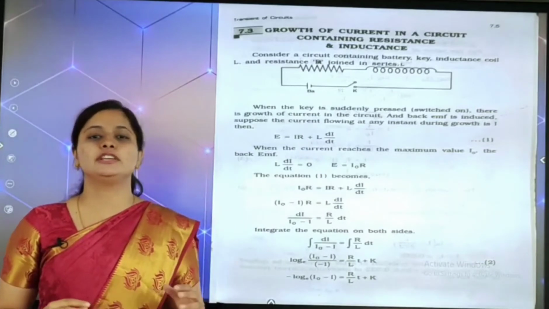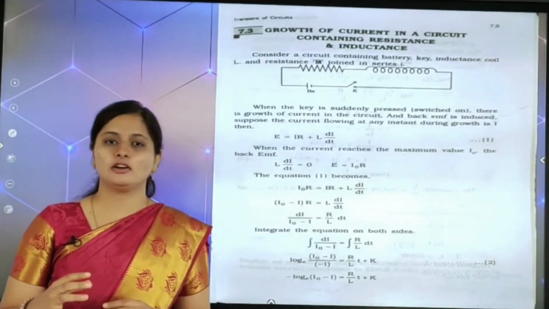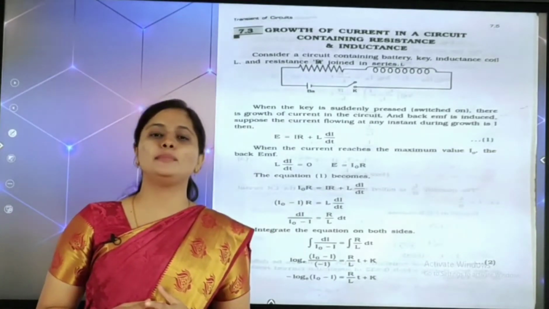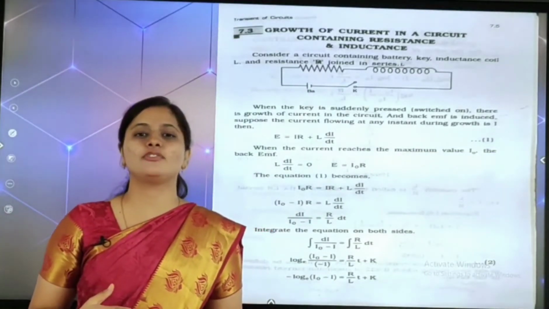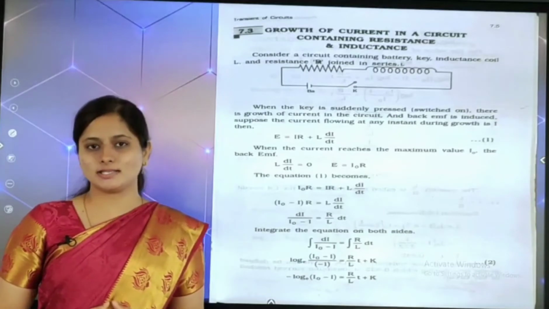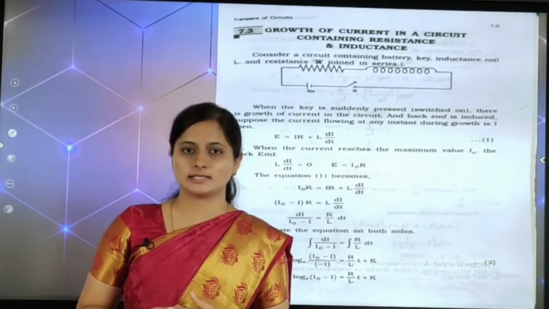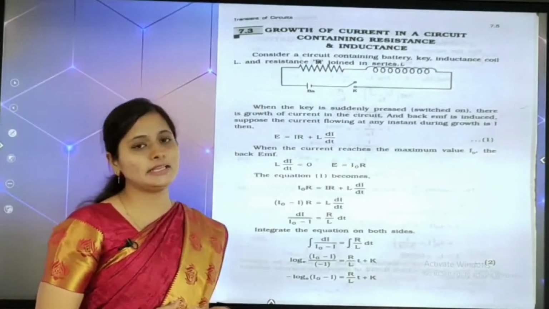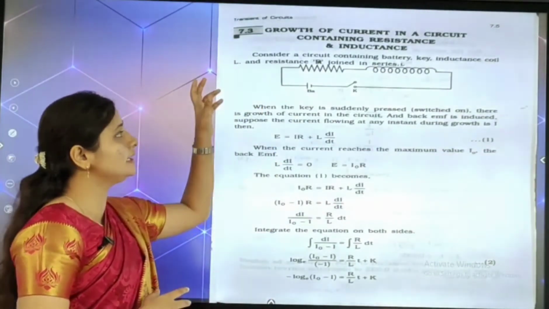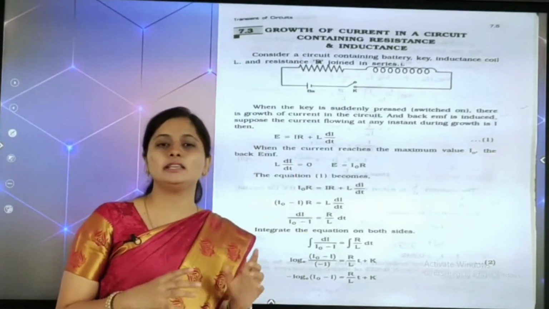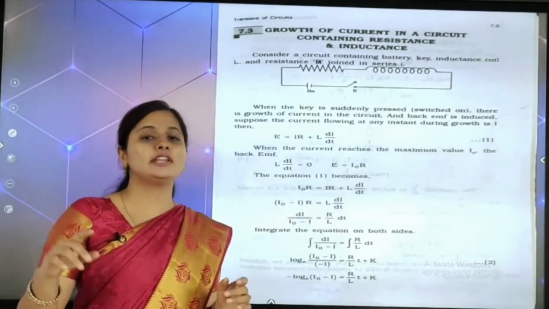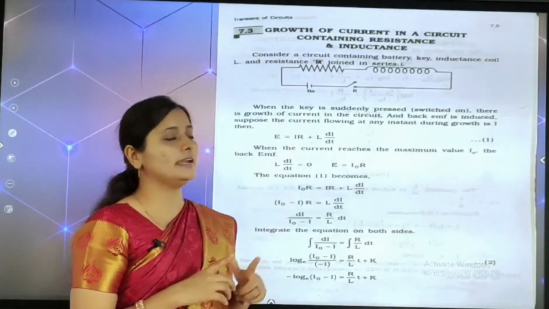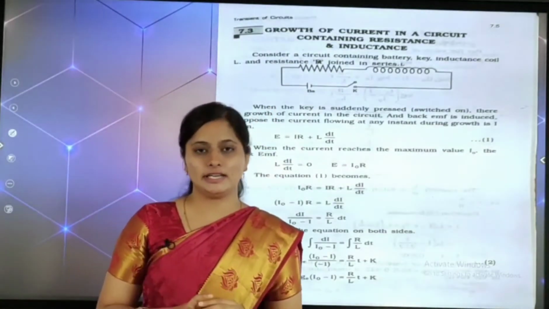Okay, in the last two videos we started your second unit, the second sub-half unit, that is transient of circuit. Already we completed charging and discharging of a capacitor through the RC circuit, or through the resistance. So in today's video we will start the growth of current in a circuit containing resistance and inductance. Here the main difference is, there we were using R and C, but here we are using R and L. L is nothing but inductance.